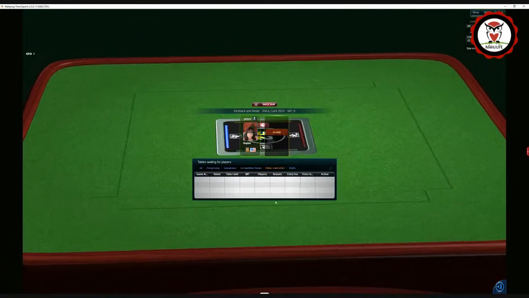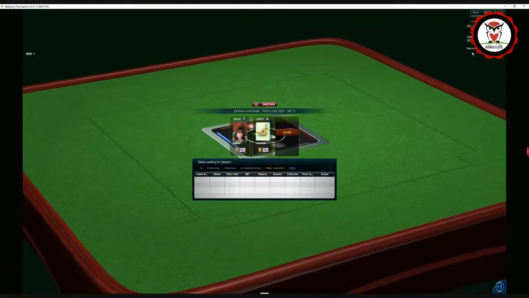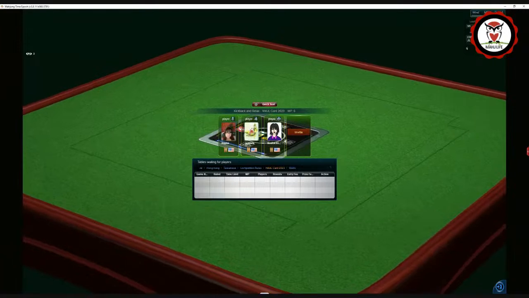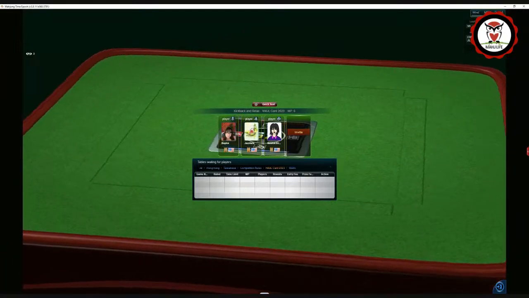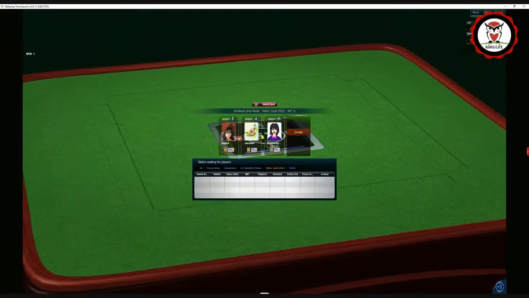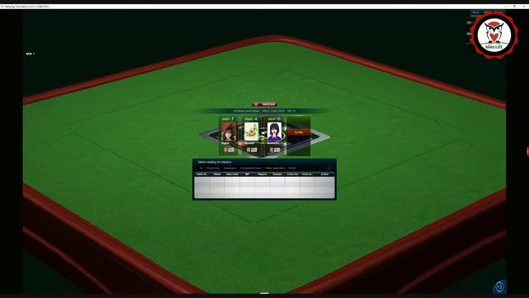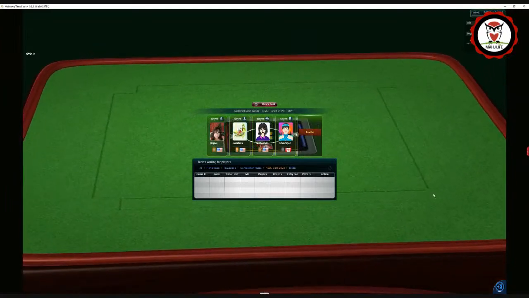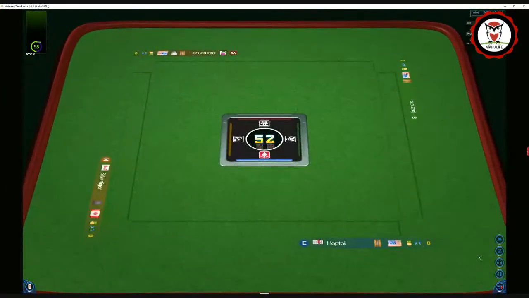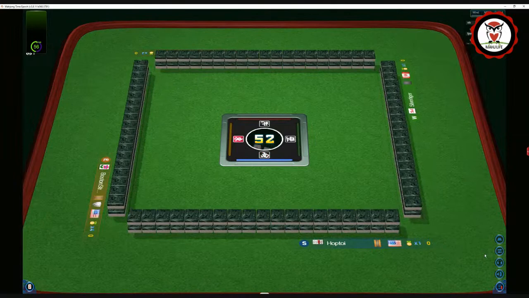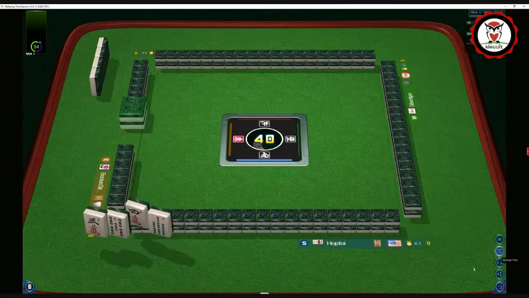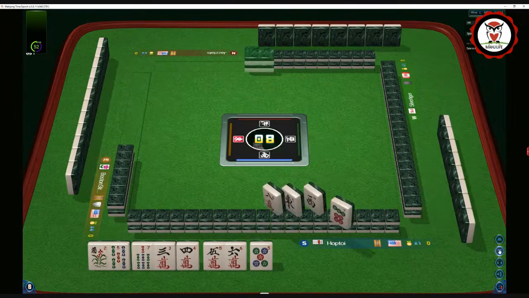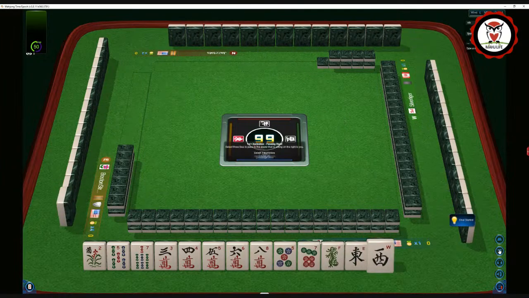Hopefully people will join the table soon. We won't have to wait too long. And we're off. Oh, we have a very strong player at the table. Silver Tiger, very strong player. And we have our work cut out for us.